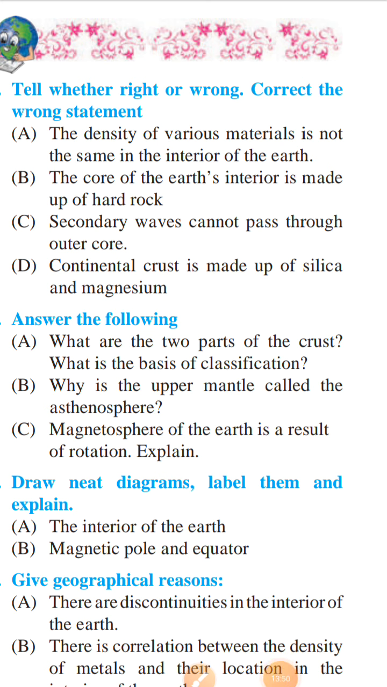Now next one. Magnetosphere of the earth is a result of rotation. Okay, this question's answer is also on page number 13 in the outer core point. Magnetosphere of the earth is a result of the rotation. Look at here. What is the answer of this question, students?